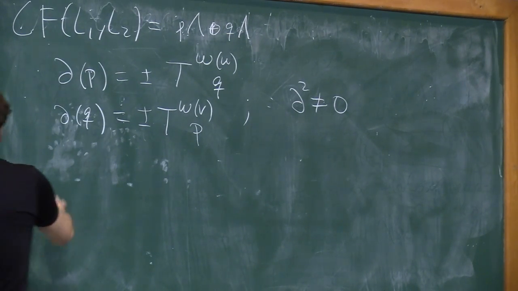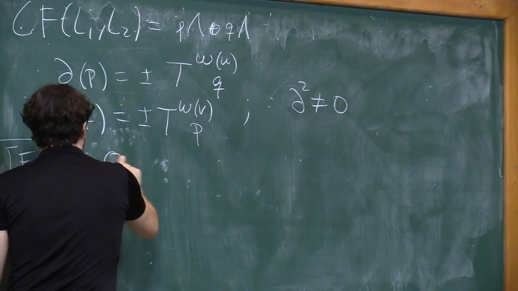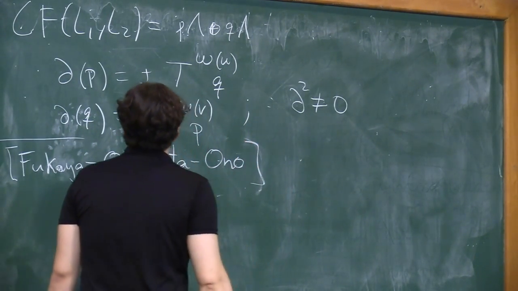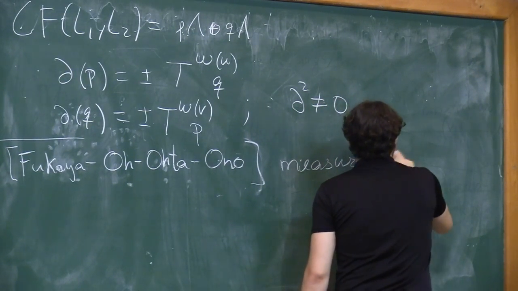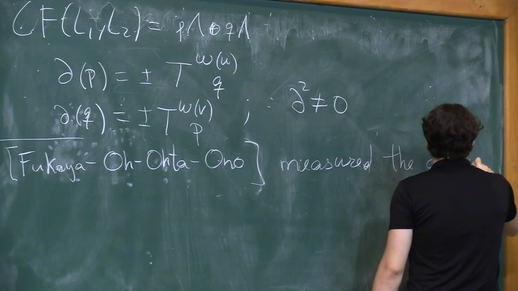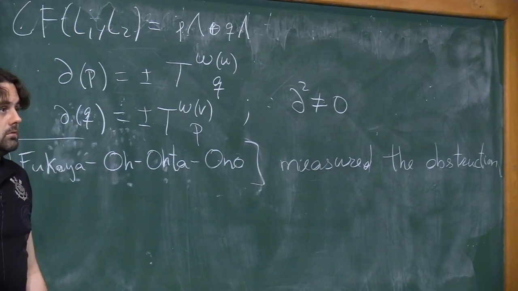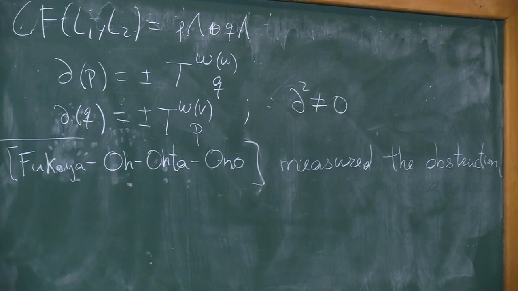But what I want to mention now is that Fukaya, Oh, Ohta, Ono measured the obstruction. No, it's not even defined. d square is not zero. Just in this example, or in this two-dimensional example.